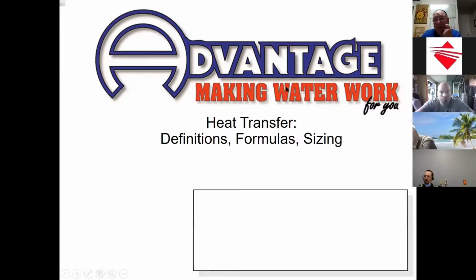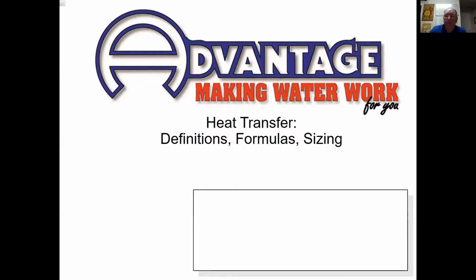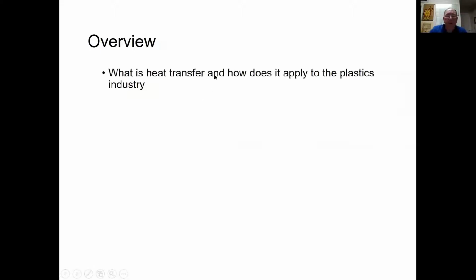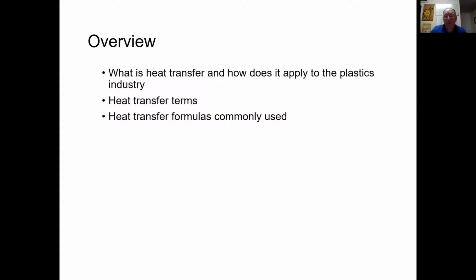Okay, so this presentation is basically definitions, formulas, and sizing for heat transfer. Again, my name is Glenn Oswald. I'm with Advantage Engineering. I'm a regional sales manager. So the overview of this presentation is we're going to talk about what heat transfer is and how it applies to the plastics industry. We're going to talk about terms used in the heat transfer language, if you will. The formulas that we commonly use to size your heat transfer needs. The products that are used to transfer this heat.